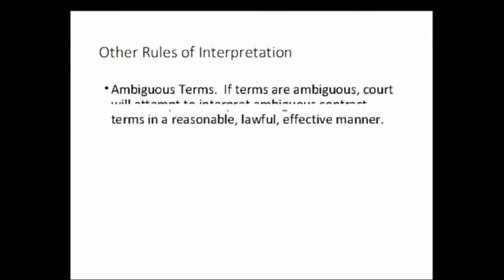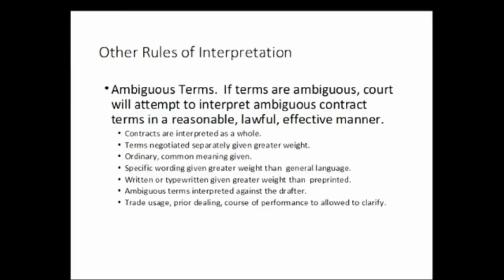Now, if you're interpreting contracts, basically the courts tend to use the plain meaning rule. In other words, they give the terms their most obvious or ordinary meaning. But there are other rules of interpretation. If terms are ambiguous, the court will attempt to interpret the ambiguous contract in a reasonable, lawful, and effective manner. So you read your credit card contract and you don't understand it, the court will give it a plain meaning to it and go from there.